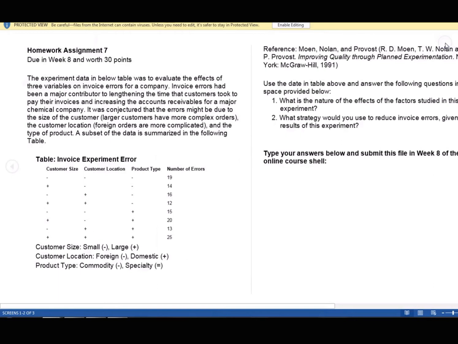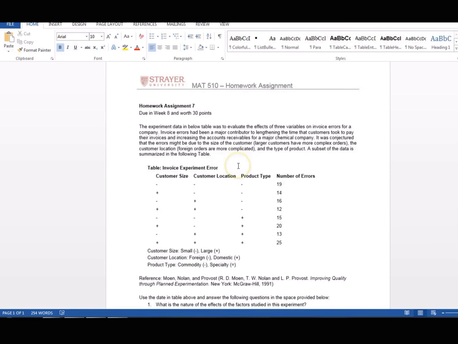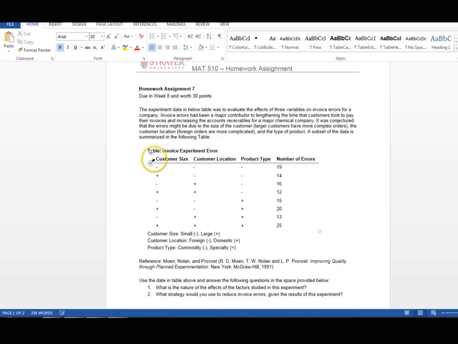So we're looking at a very simple scenario where we're looking at customer size, customer location, product type, and number of errors. So when you analyze the data and you see this hodgepodge of pluses and minuses, this plus and minus is simply a symbol to denote the size. For example, customer size. If there's a negative, such as there is one here, this is a small customer.